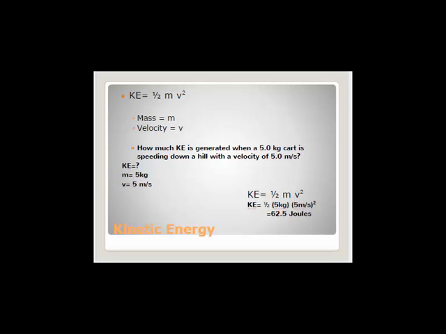If you have a graphing calculator, take advantage of the parentheses. If you don't have parentheses with your calculator, you might want to break this down into pieces. Go ahead and square your velocity first. 5 to the second should give you 25. Now multiply that by 5 for the kilograms and hit enter. Lastly, multiply this by 1/2 or by 0.5. You should come up with 62.5 joules.